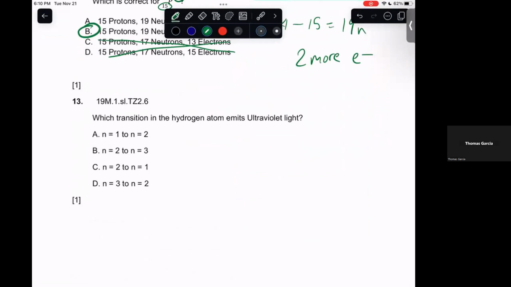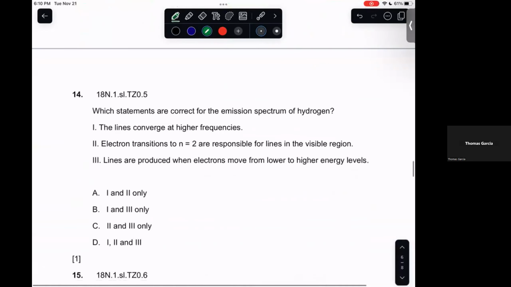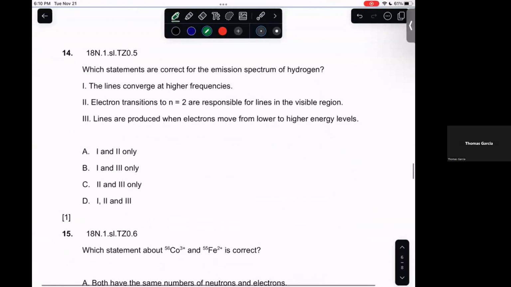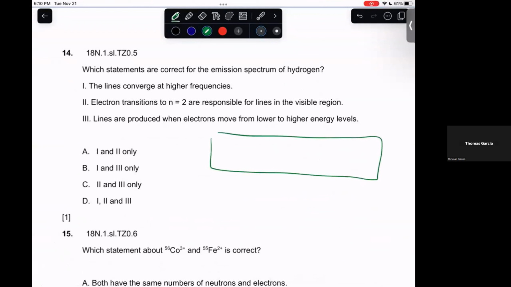Which transition in the hydrogen atom emits ultraviolet light? Any drop to n equals 1. So there's only one answer, C. Which statement is correct for the emission spectrum of hydrogen? Lines converge at high frequencies. So if we look at our emission spectrum for hydrogen from before, we saw that we had like one in the red, then green, blue, purple. These are higher frequencies.